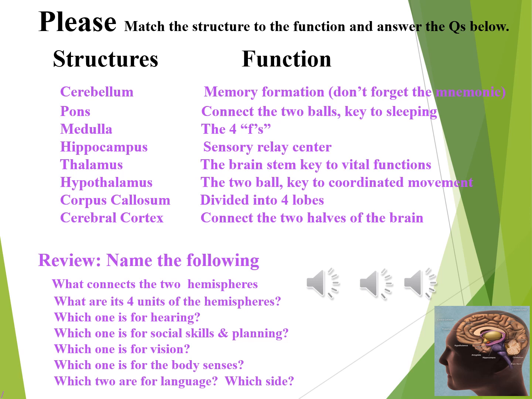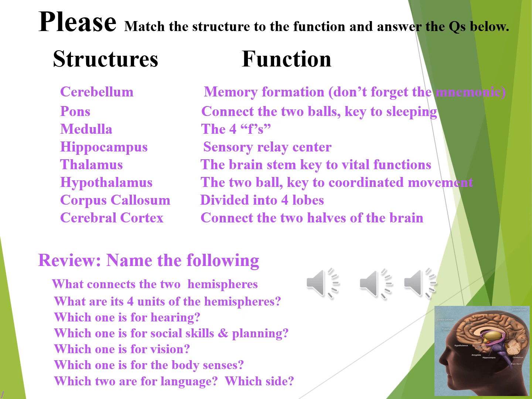What are the four units of the hemispheres? It would be the four lobes. Which one is for hearing? Well, it allows us to hear tempos, and it's by our ears, and it has our language centers, our oral centers, so that would be your temporal lobes.